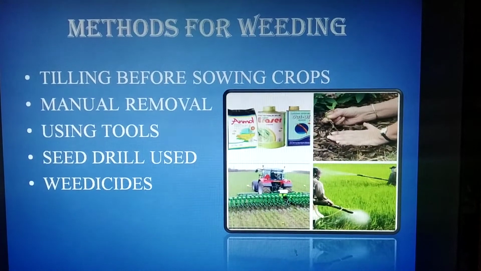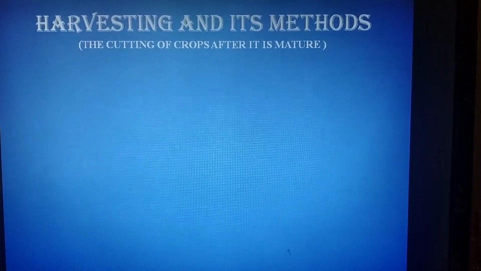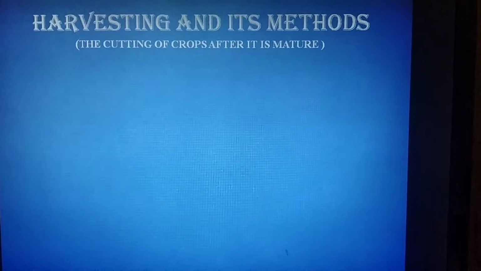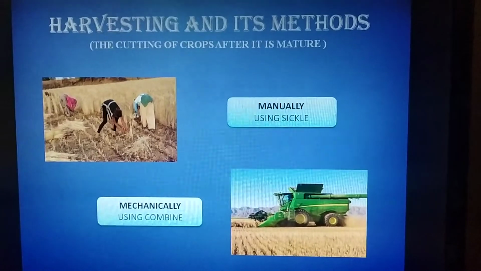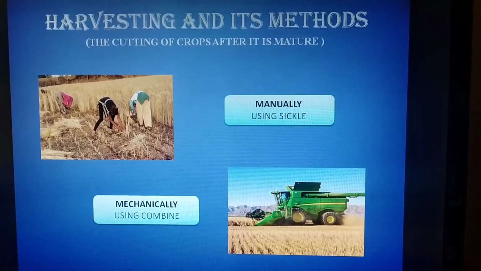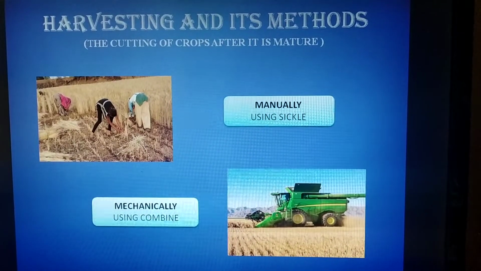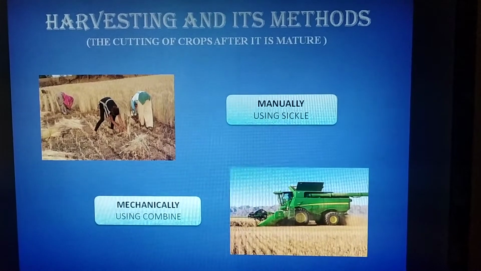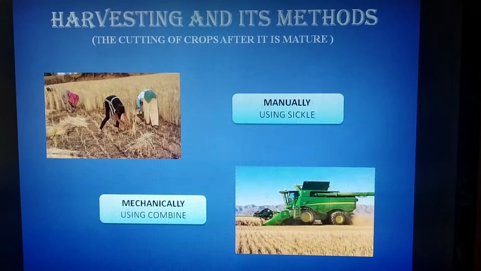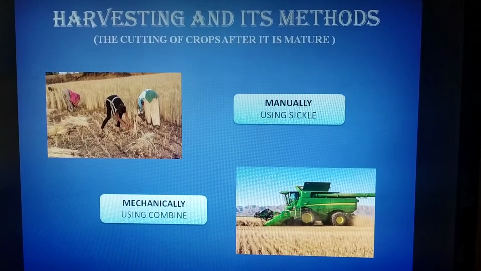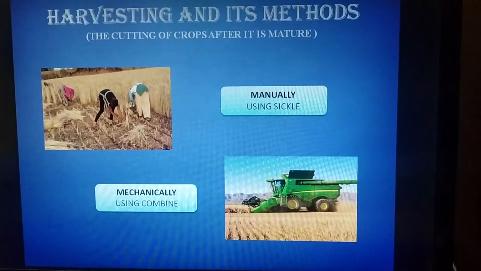So students, the next method is harvesting. What is harvesting? The cutting of crops after they are mature is called harvesting. We adopt various methods for harvesting, like manually using a sickle we can uproot the plant, or we can cut it close to the ground. And mechanically we use machines like a combine to harvest the crops. One crop usually takes 3 to 4 months to grow. Harvesting in our country is very important.